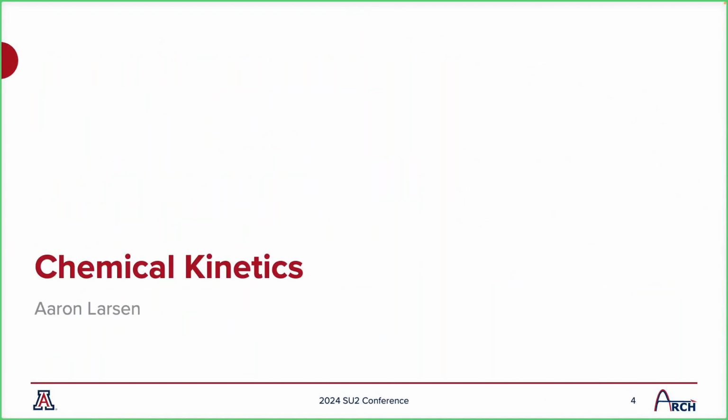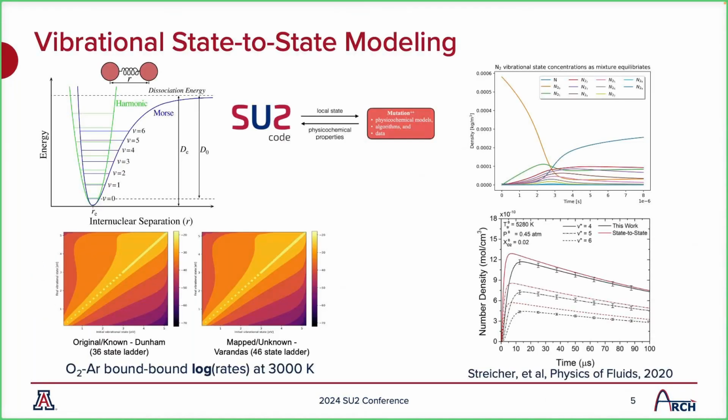So chemical kinetics, this is a lot of work done by a student in our group, his name's Aaron Larson, and he's looking at state-to-state modeling. Specifically, we're looking at vibrational state-to-state modeling. So instead of modeling different chemical species, we're picking a species. And in his case, we're looking a lot at oxygen, and we're looking at different vibrational levels of oxygen. So there are different ways you can discretize your vibrational levels.